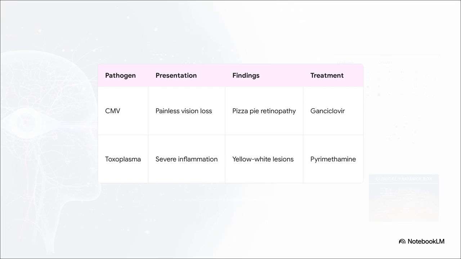Fundoscopy reveals the classic pizza pie retinopathy, full-thickness necrosis with dense white perivascular exudates and prominent hemorrhage. Contrast this with Toxoplasma gondii, which typically occurs with a CD4 under 100. Toxo presents with severe anterior chamber inflammation and yellow-white elevated chorioretinal lesions situated right next to old pigmented macular scars.